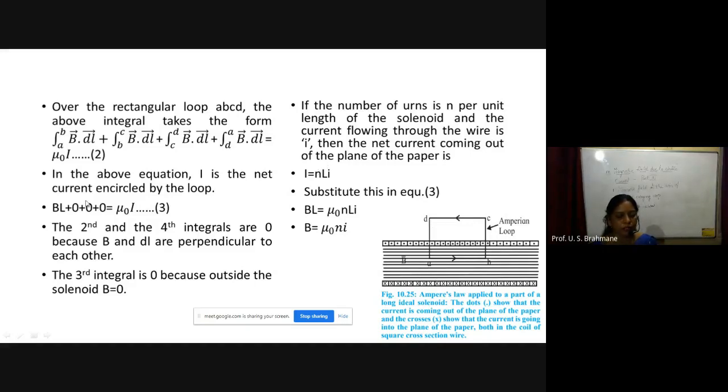So you can see that the second and the fourth integrals are 0 because B and dl are perpendicular to each other. And the third one is 0 because outside the solenoid B is equal to 0, since the magnetic field is weak there. If the number of turns is N per unit length of the solenoid and the current flowing through the wire is I, then the net current coming out of the plane of the paper is I equal to N times L times I, where N is the number of turns, L is the length of the conductor, and I is the current.